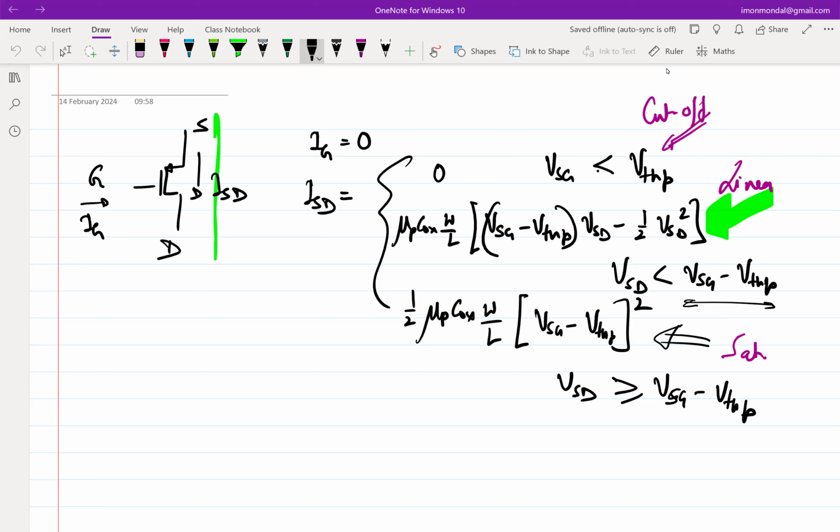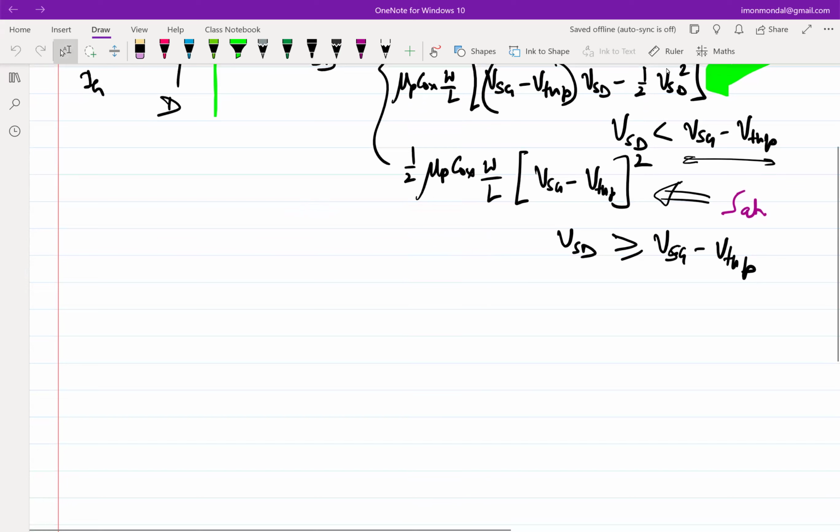Yes, you drew that graph of ISD versus VSD, that was the straight line passing through VDSD. Now when we have subtracted the minus half VSD square part, the x-intercept will shift. Let me draw the graph again, then you can make the point.